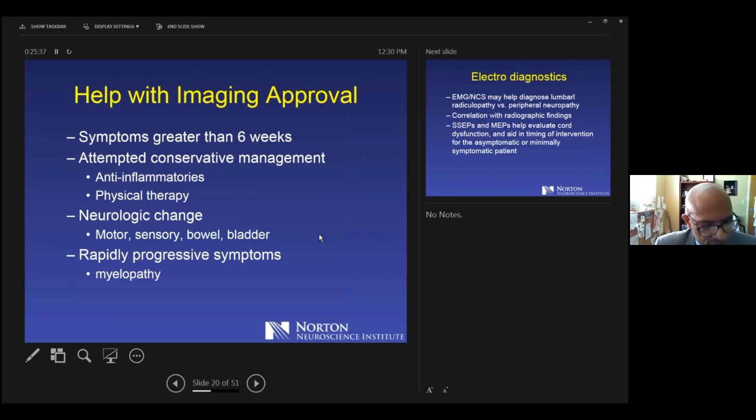When I look at imaging, the most important image is one where you can actually identify pathology. So for me, a plain CT scan is not going to be a very helpful image. It's a little easier to get approved. Patients go to the emergency room and get them done all the time, but they're really not very helpful because they're only going to show us if someone has a pathologic problem.